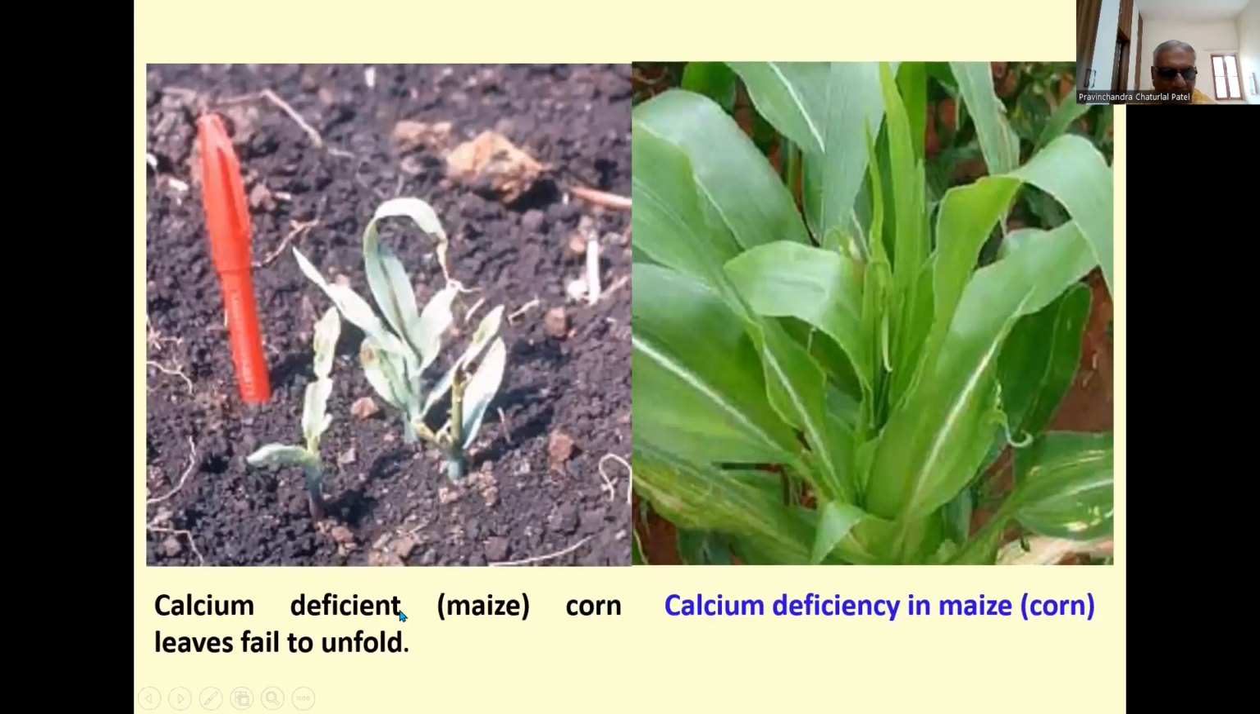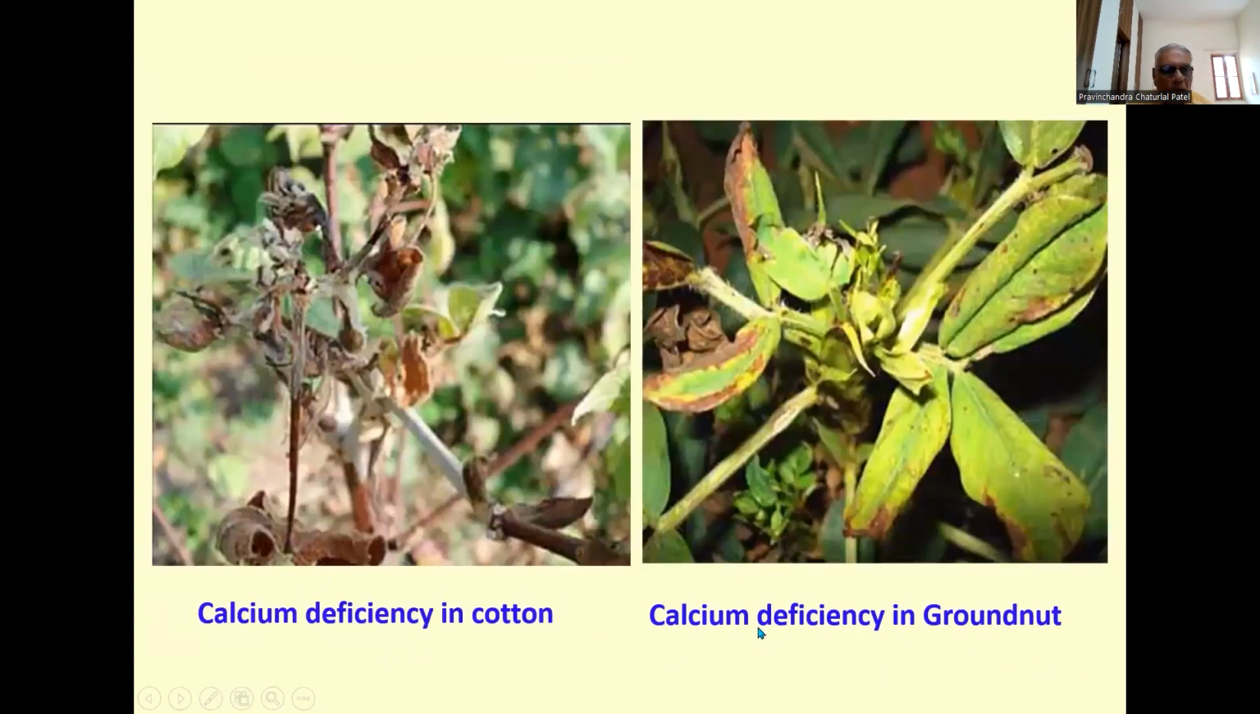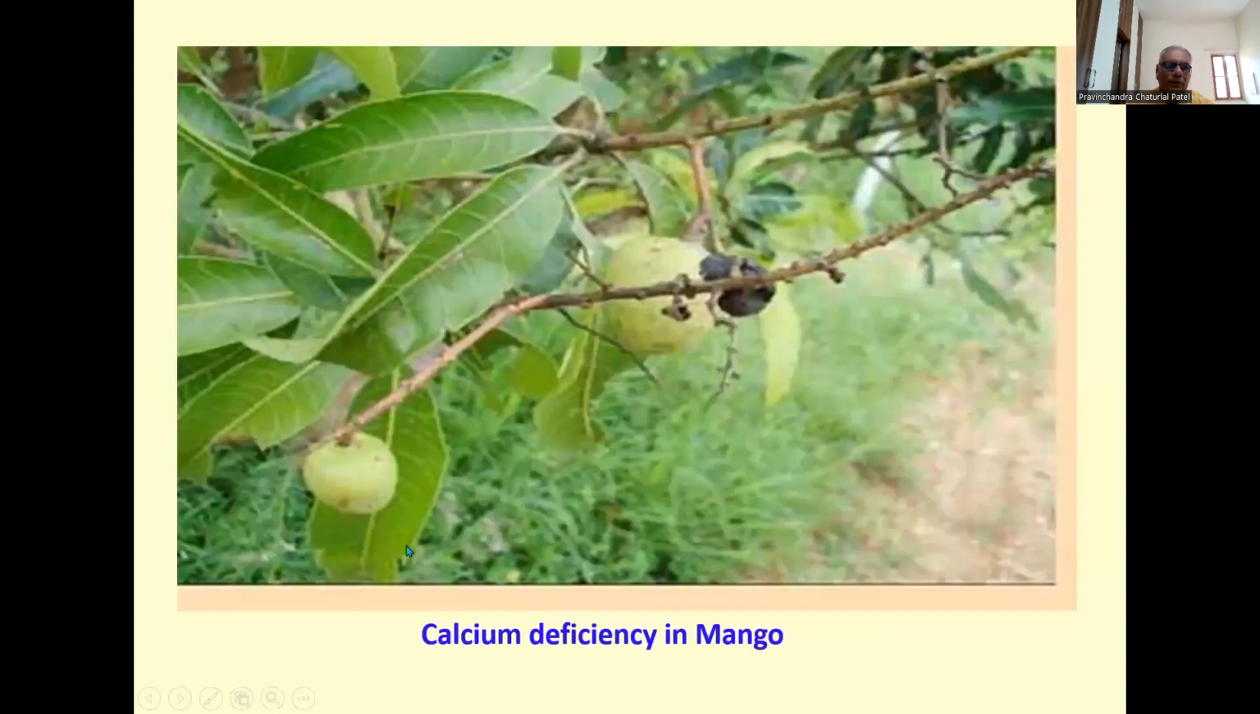Then calcium deficiency in maize or corn, where leaves fail to unfold. So you can see here, you can find the deficiency on the tip of the leaf. Then calcium deficiency in maize, you can see here. Then calcium deficiency in cotton crop on the top leaves. Then calcium deficiency in groundnut crop. So calcium is required in sufficient amounts, otherwise you observe the deficiency in plants and the crop yield declines. Then calcium deficiency in mango crop, a horticultural crop.